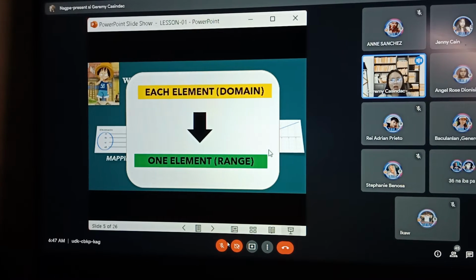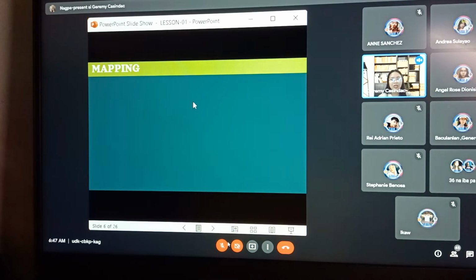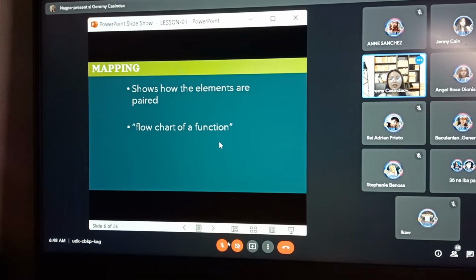Okay? So again, illustrations can help us to easily identify if the given examples are a function or not a function. So those are mapping, graphing, and sets. Okay? So first we're going to discuss the mapping. When we say mapping, it shows how the elements are paired, and it is also called a flow chart of a function. Okay, so we have here the different examples of mapping.